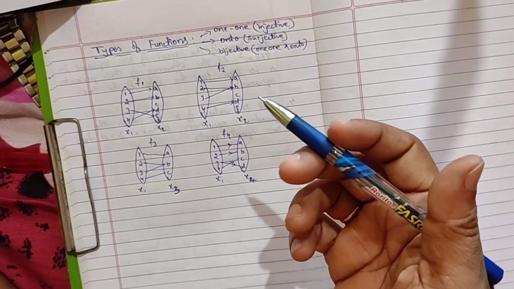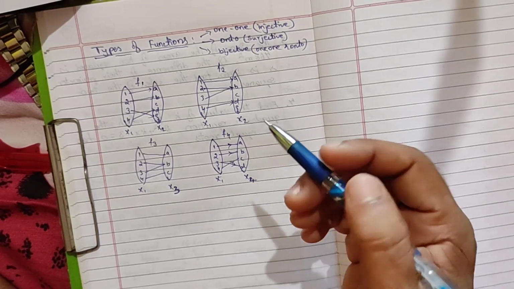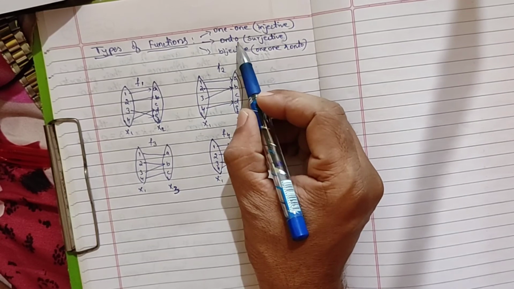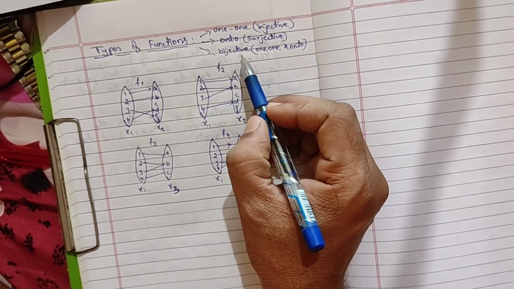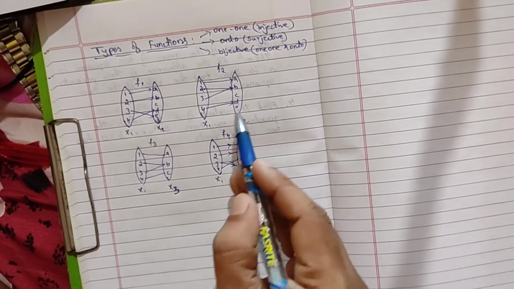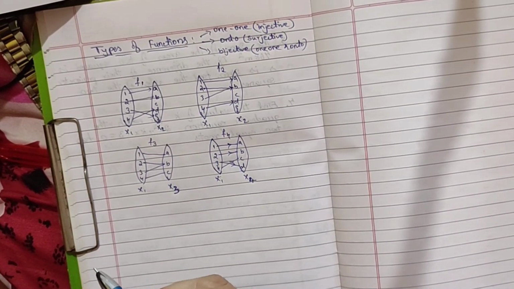In relations, we know that if a relation is reflexive, symmetric, and transitive, we consider it an equivalence relation, no? Like that, here, satisfying one-one and onto is called bijective. Here in the functions f1, f2, f3 and f4, which is a one-one function and which is an onto function?